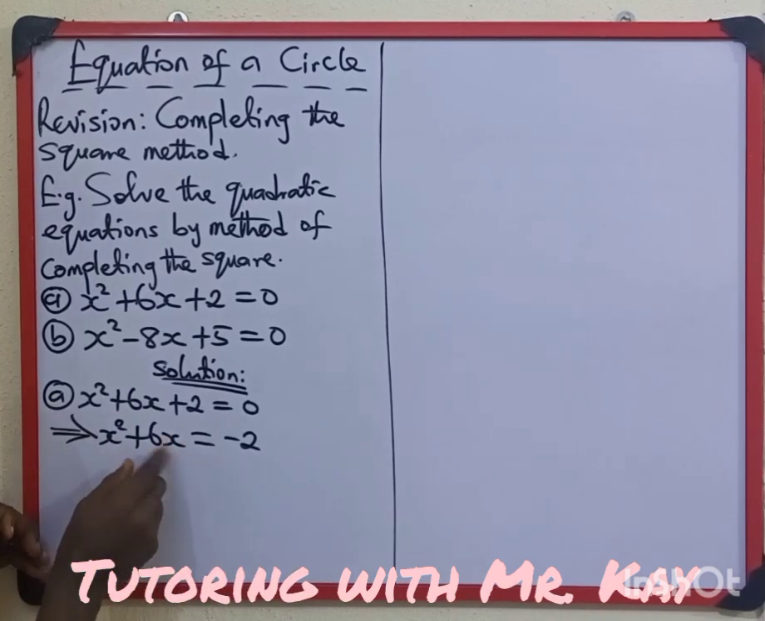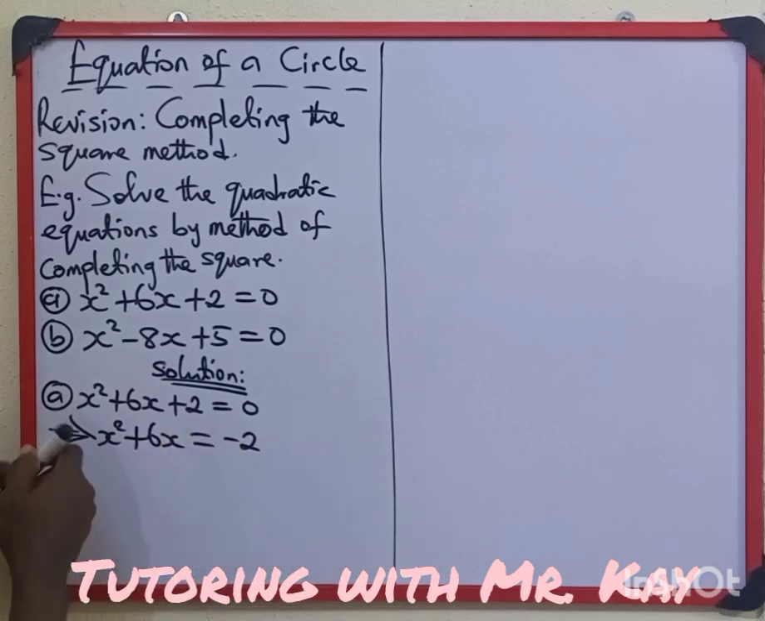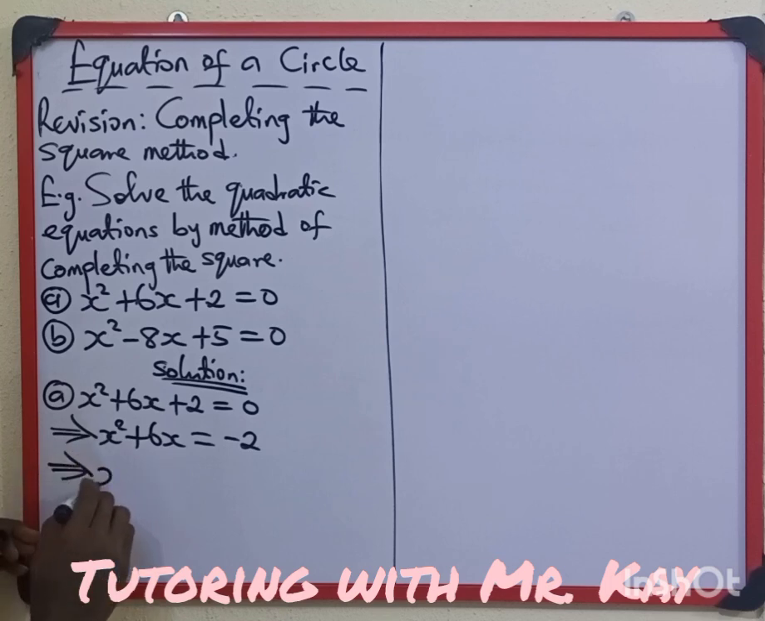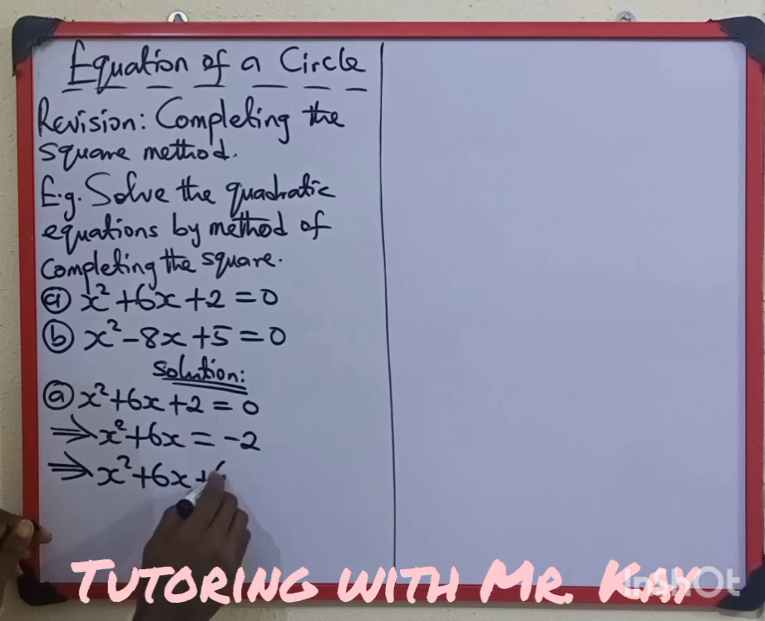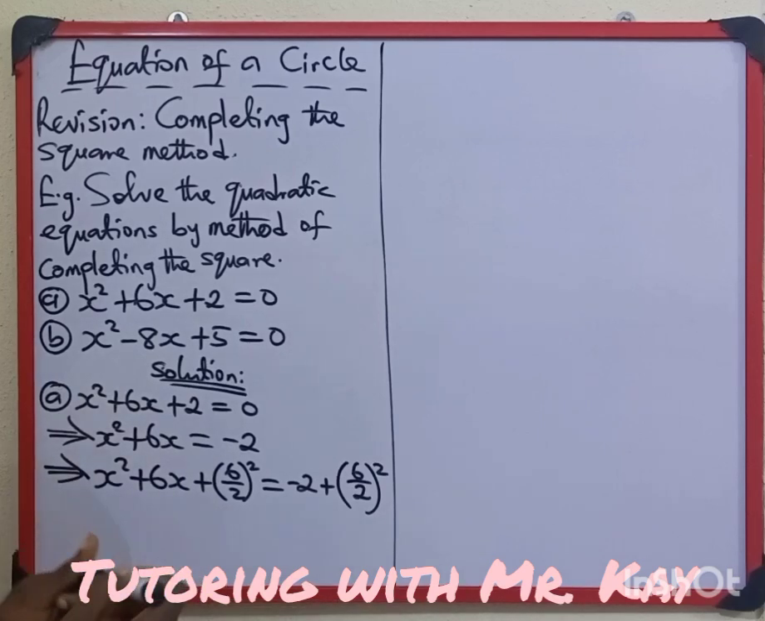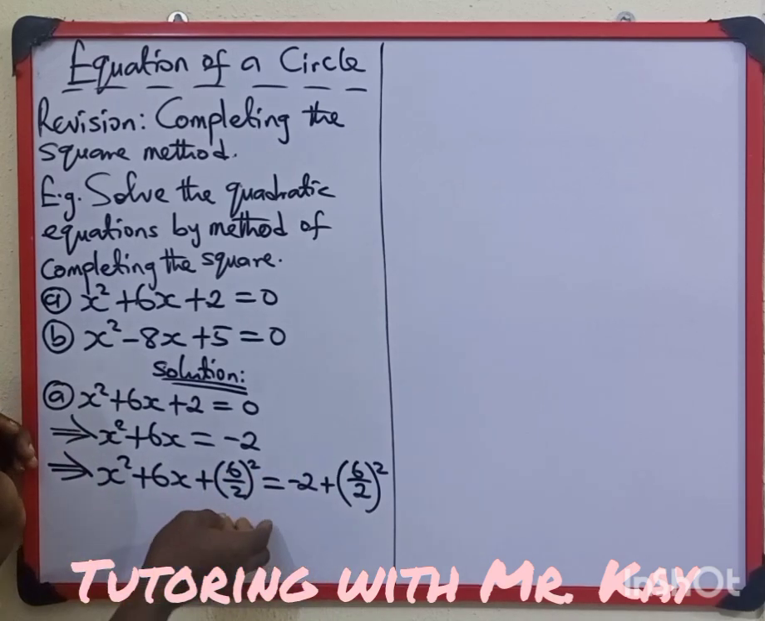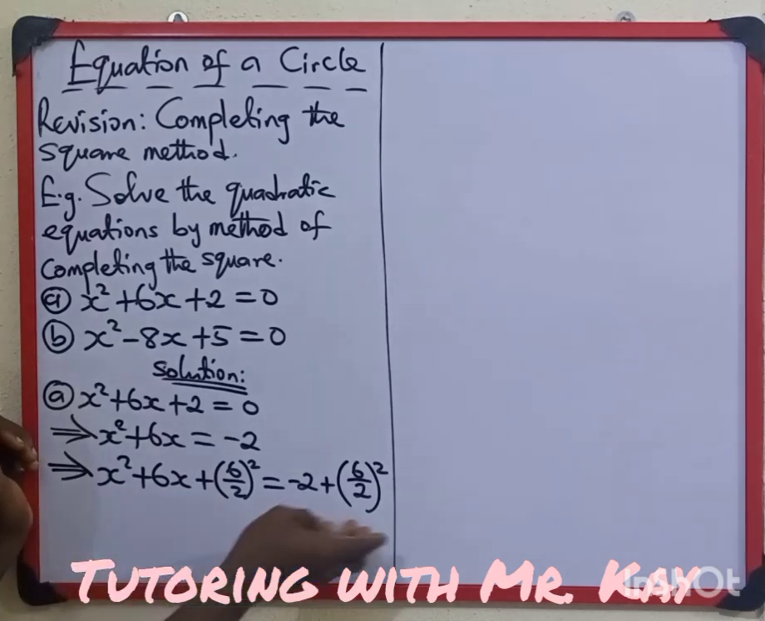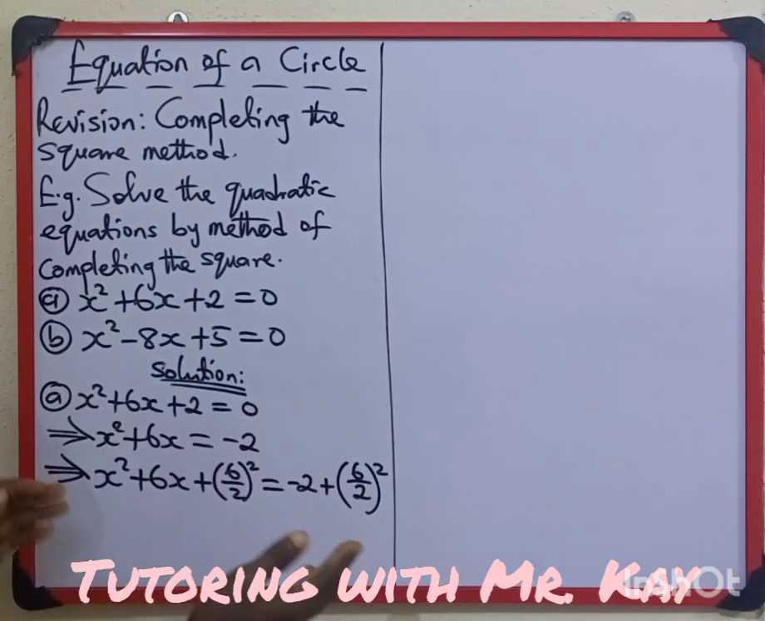Okay, so now we have this. The coefficient of x here is plus 6, and that is what we're going to work with. We're going to divide it by 2, square the answer, and add it to both the left-hand side and the right-hand side. So this is what I will do: x squared plus 6x plus (6 divided by 2) squared is equal to minus 2 plus, the same thing I did here, (6 divided by 2) all squared. In mathematics, this is an equation, so whatever I do to the left-hand side, I have to also do to the right-hand side, so that at any point in time the equation will be balanced.